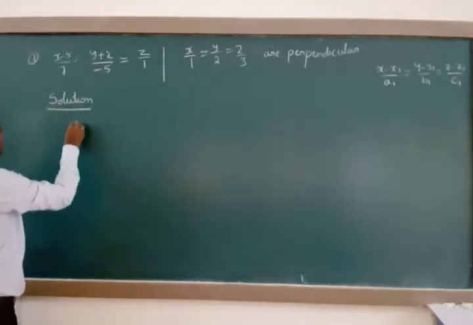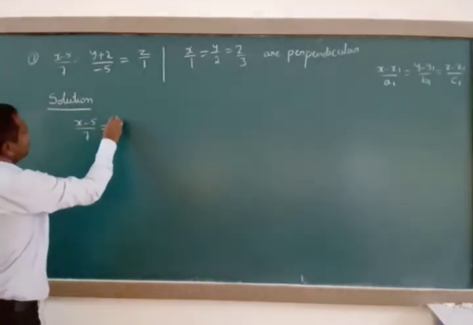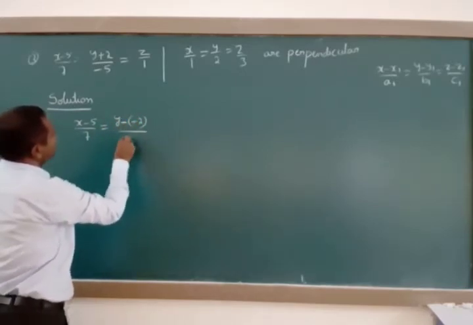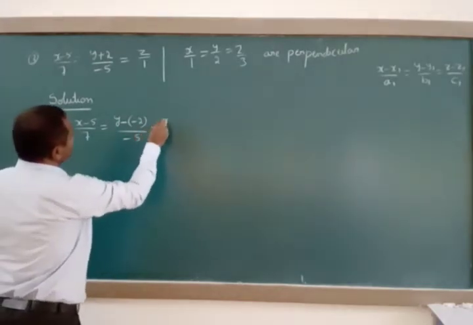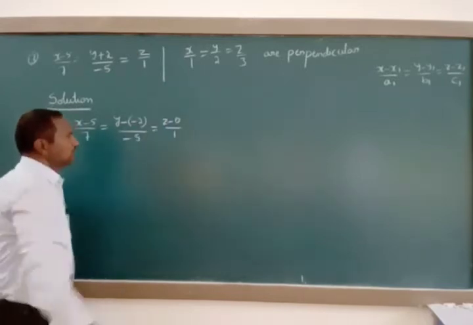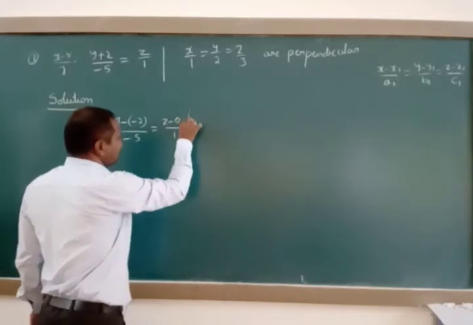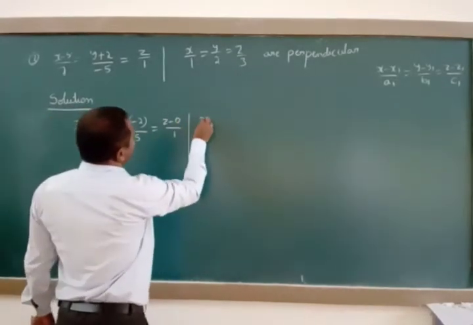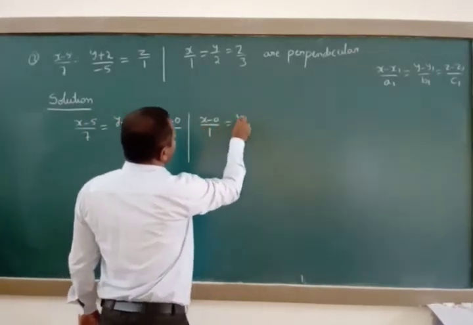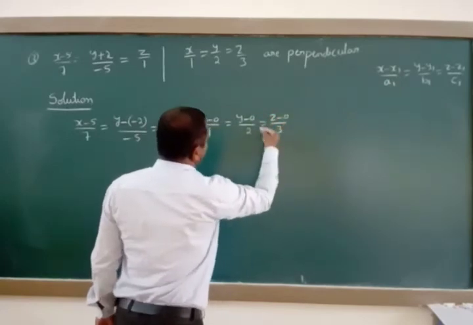The given line is (x minus 5) by 7 is equal to y plus 2, which can be written as (y minus of minus 2) by minus 5, is equal to (z minus 0) by 1 here. If there is no number, we must consider it as 0. Another line is (x minus 0) by 1, or simply x by 1, that is (y minus 0) by 2, is equal to (z minus 0) by 3.